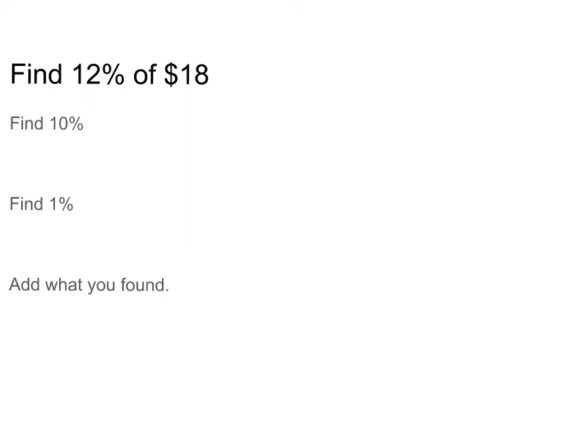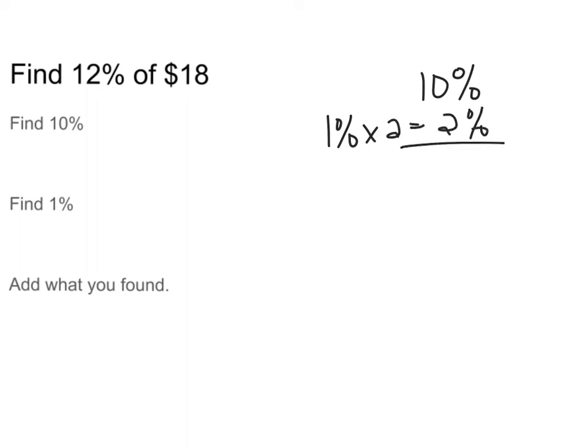Okay, so we're continuing with finding other percents using our percent benchmarks. So again, here we have 12%. So for 12%, I need 10%, and then I think I need 1% times 2 to give me 2%, which will give me 12%. Okay, so that's basically what we're going to do with our money.